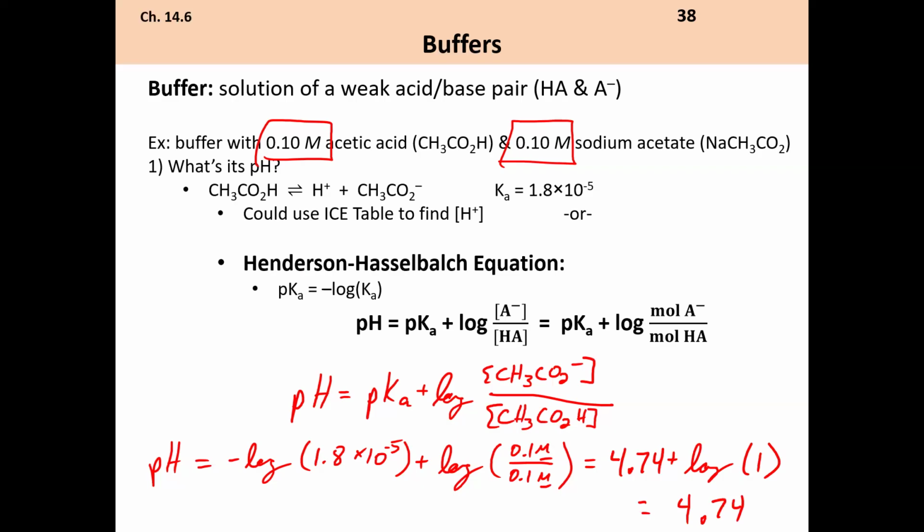So negative log of 1.8 times 10 to the negative 5 is 4.74. This is 0.1 over 0.1, or 1. Log of 1 is 0. So it's just 4.74. So I can find the pH if I know the Ka and the concentrations of both the weak acid and the weak base. Questions? This is much easier than doing an entire ice chart, right?